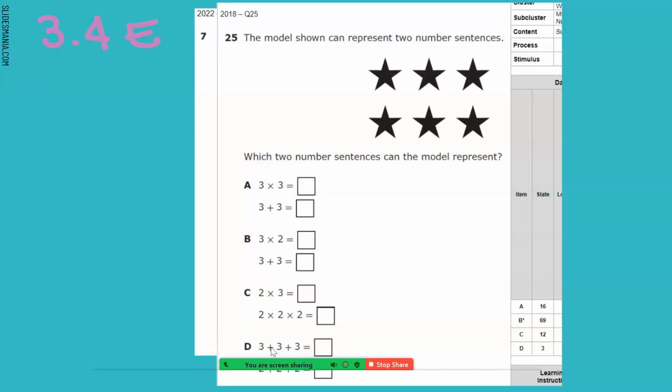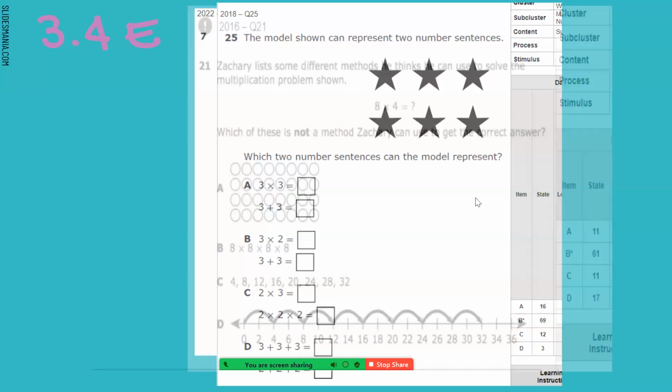And this one has 3 plus 3 plus 3. Well, we have 3 plus 3, but there's no other 3, so that one can't be right. Okay, so we really have to analyze. But this right here, you will see often, and it's a trick. They're trying to trick the students right there.